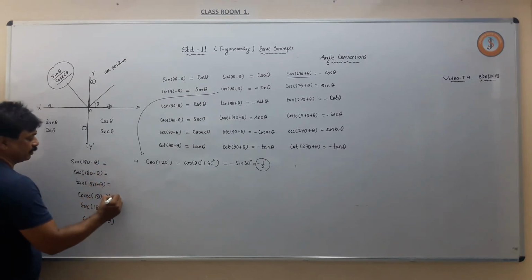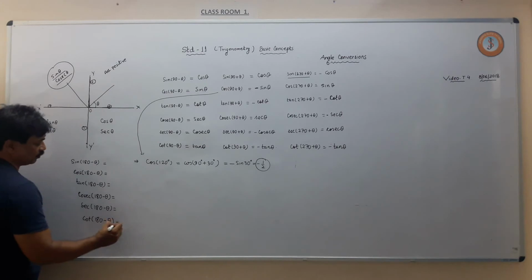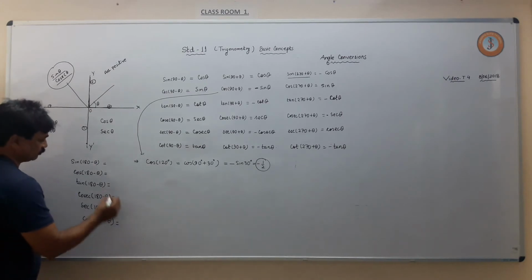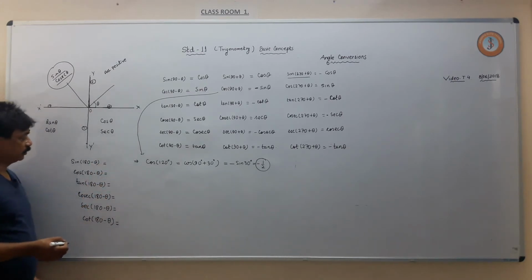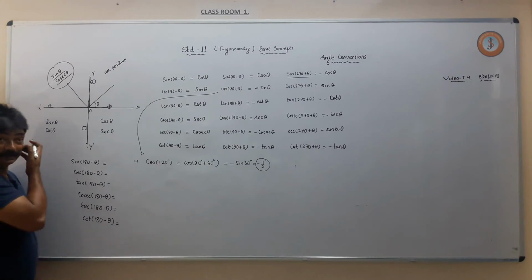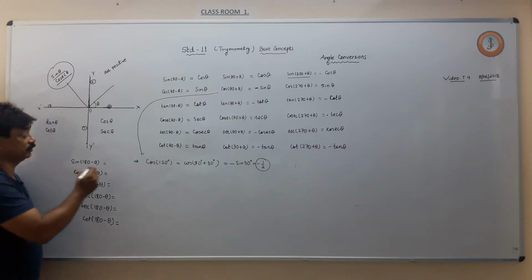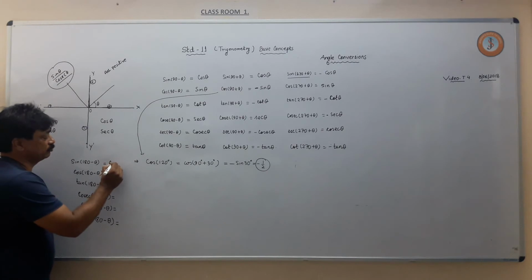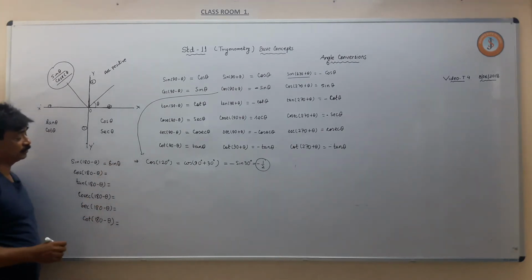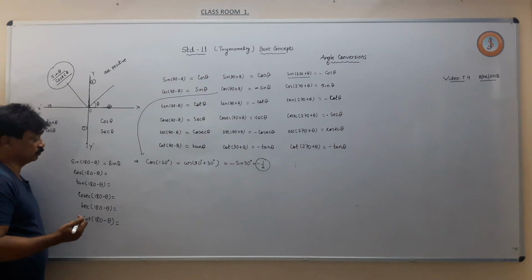Already many are raising hands. Why? Because they have understood the concept. This is one even multiple. So sine 180 minus theta is in the second quadrant, and therefore the result will be positive, but the ratio now will not change. The trigonometric ratios remain the same in case of the even multiples of 90 degree or pi by 2.